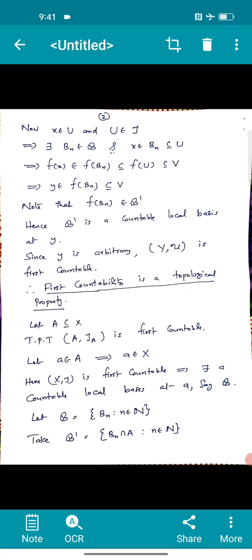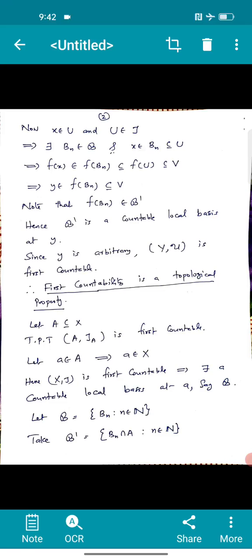Note that f of Bn is an element of B'. Hence, B' is a countable local basis at the point y. But y is arbitrary. That means the topological space Y is first countable. So we get that first countability is a topological property.